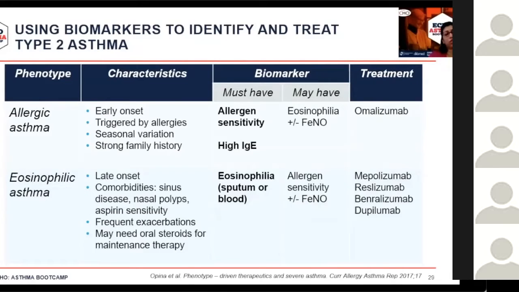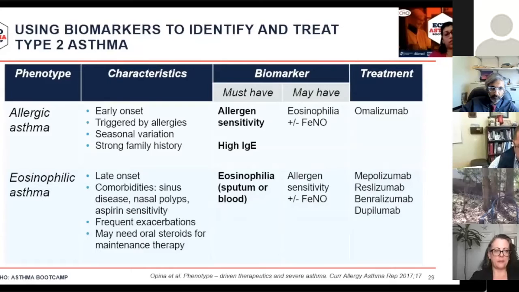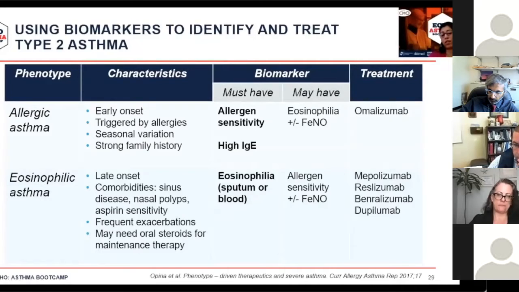For patients with eosinophilic asthma, these are late onset with a lot of comorbidities such as sinus disease, nasal polyposis, and aspirin sensitivity. They tend to have frequent exacerbations and healthcare utilization, and may even require oral corticosteroids for maintenance therapy. These are the patients in whom an eosinophil would be checked, and if it's elevated, whether it's in the blood or the sputum, would qualify for multiple drugs that are now available by the FDA, such as mepolizumab, reslizumab, benralizumab, and dupilumab.